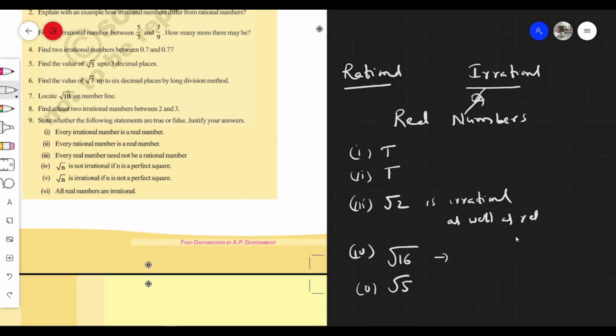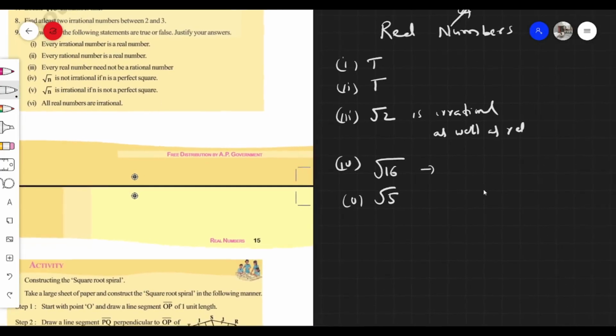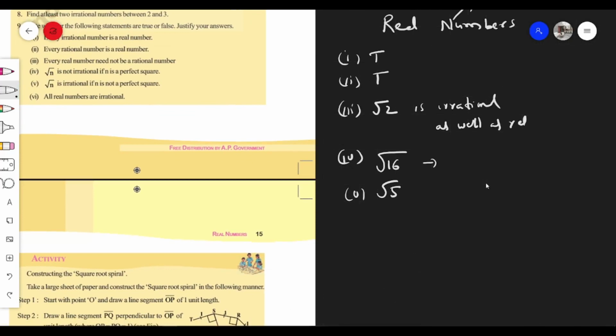And sixth one, all real numbers are irrational. This is a false statement. All real numbers need not be irrational. They can be rational also. We can take 1, which is a real number as well as a rational number. All real numbers are irrational? No, real numbers include both irrational as well as rational numbers. Likewise, we can finish this exercise.